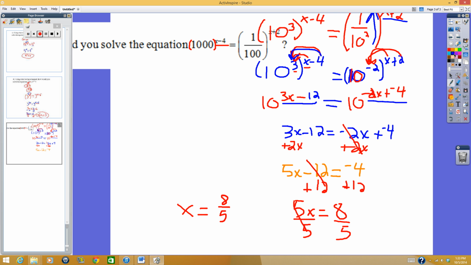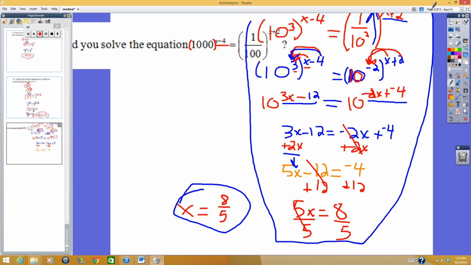I came up with a fraction, so let me just double check my work. X plus 2, 10 to the negative 2, negative 2x plus negative 4. Yep. Negative 2x plus negative 4. I added 2x, which makes sense. That gives me 5x minus 12. You add it. And then 12 minus 4 is 8. Alright, so this is the answer. I know that looks a little weird, but if you're able to follow this process, you should be good.